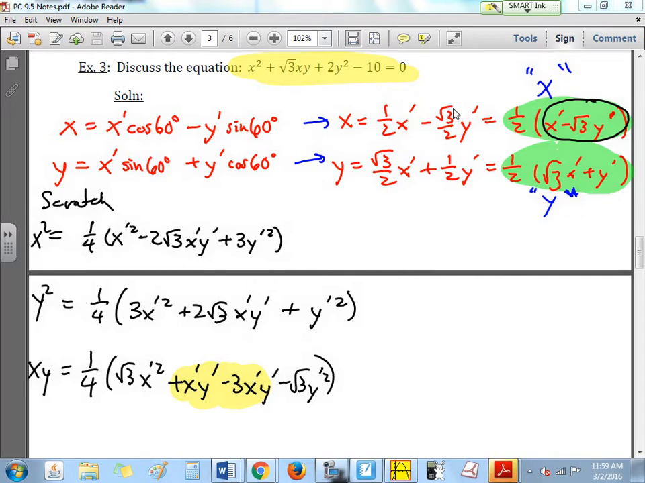So obviously, I'm already running out of space. How you guys doing? You got some room there? Yeah. Okay. This is what I meant about using a big piece of paper. Make sure you use a big piece of paper for this.